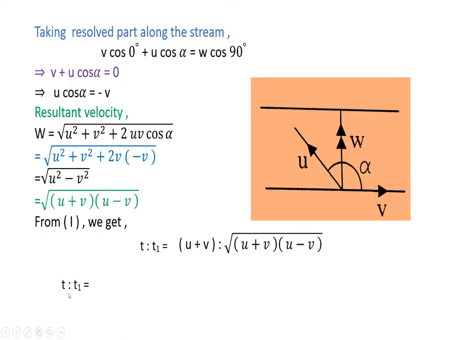Finally, we get t1 ratio t2 equal to root over u plus v ratio root over u minus v. Because if we divide these two terms by root over u minus v, then we get root over u plus v ratio u minus v. Hence proved.